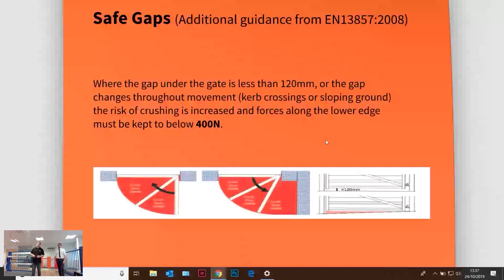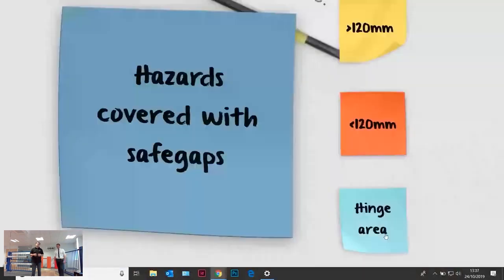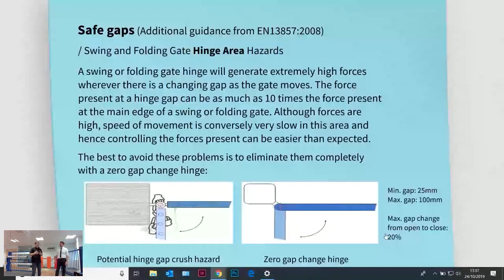Yeah. And if we go for the hinge gap area, like I was saying earlier, ideally you redesign the gate if you can, so it's like a zero gap change hinge. That's the ideal scenario. But obviously that's not always possible. So that's where you need to put a safety edge, finger guards. But it's always worth making a measurement of it.